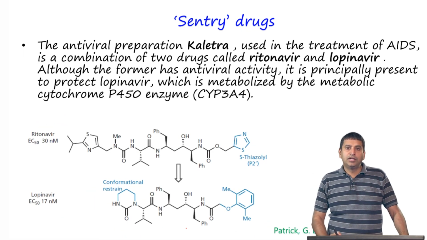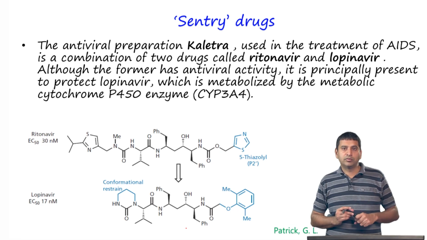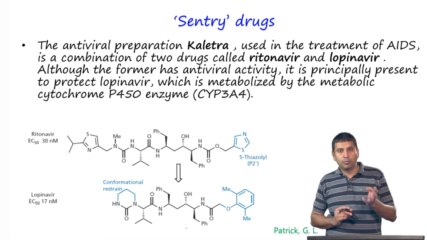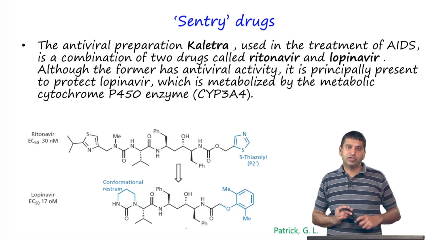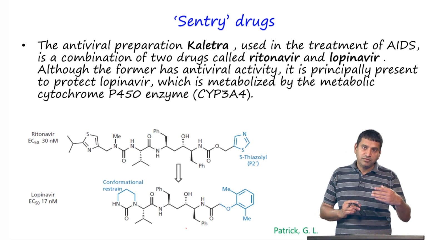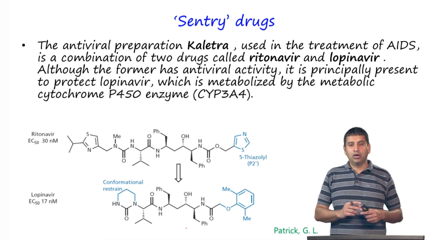Another example is the antiviral preparation Kaletra, okay, which is used in the treatment of AIDS. It is a combination of two drugs, which is ritonavir and lopinavir. So, these two drugs have very good anti-viral activity, but what happens is that one of these drugs, that is lopinavir, is actually metabolized by cytochrome P450, the isoform is CYP3A4, and in order to protect this, we administer this other molecule along with it.